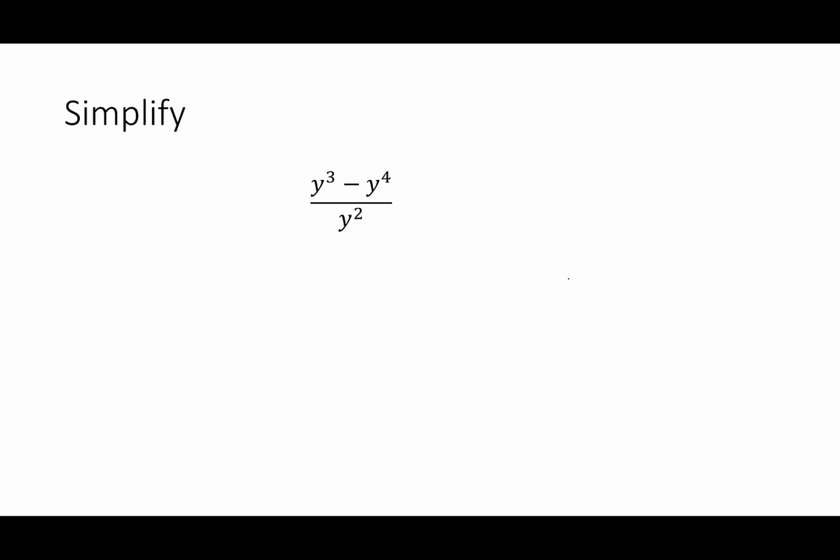This one I've switched over to y. I have y cubed minus y to the 4th over y squared. So everything is a power of y, and the largest power in the denominator is 2, so let's factor a y squared out of the top.